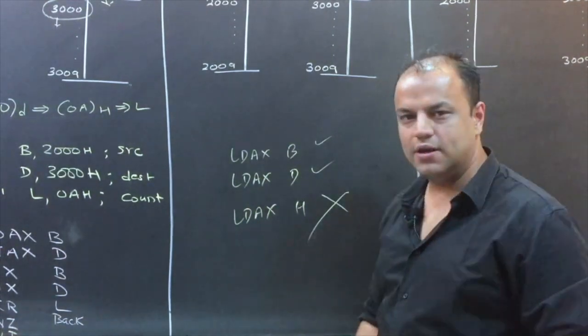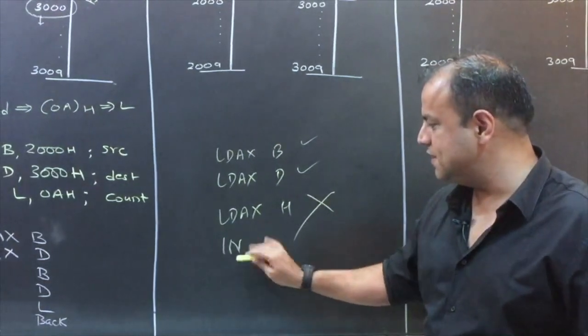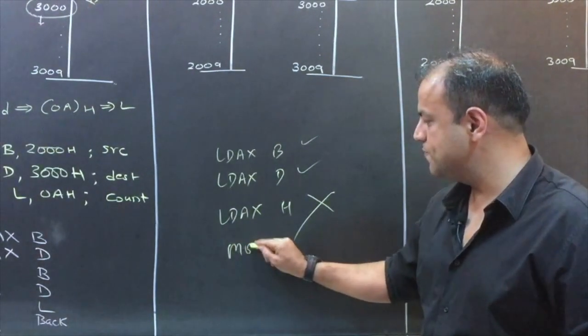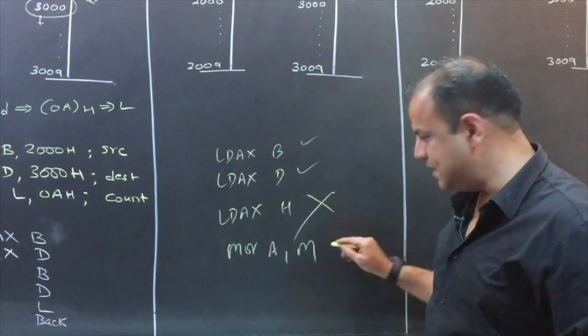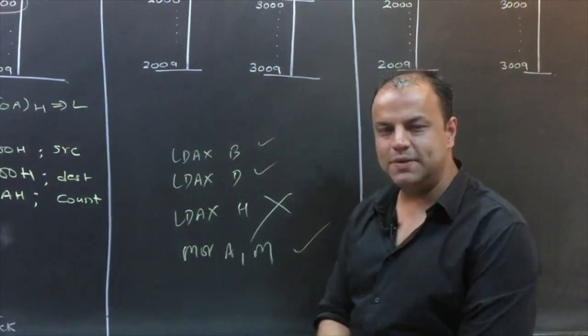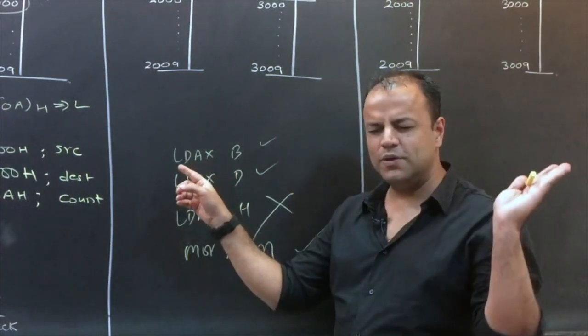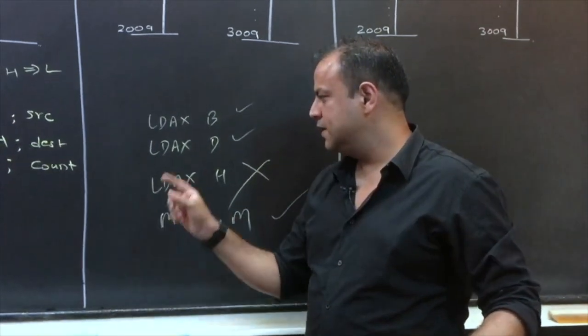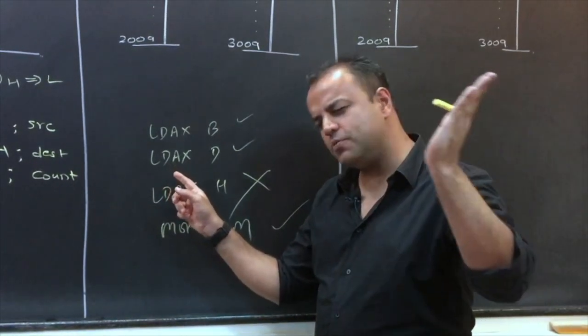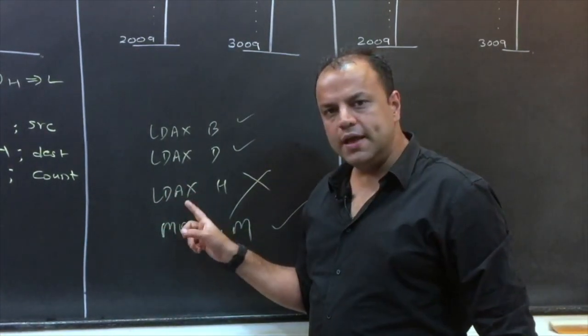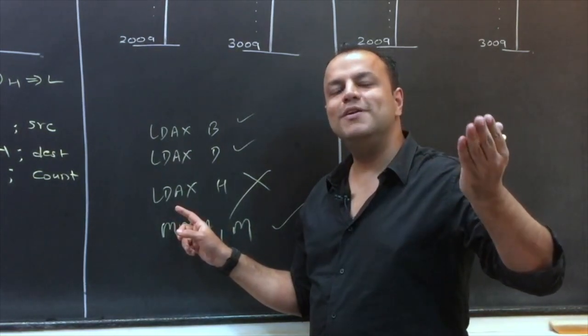LDAXH is not allowed. Why? Because this is done by MOV A, M. Tell me, did you understand this? What does LDAXB do? A gets the data from the location pointed by the BC pair. LDAXD: A gets the data from the location pointed by the DE pair. You want A to get the data from the location pointed by the HL pair.